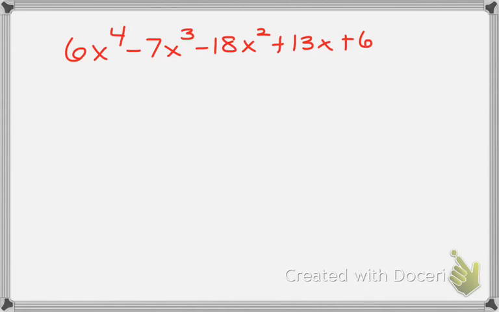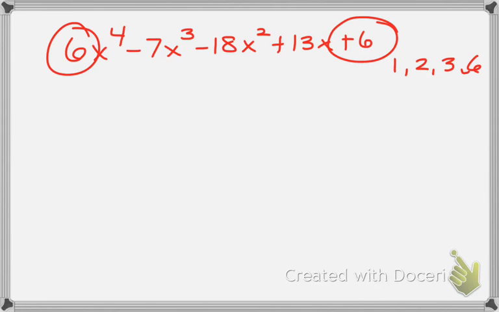So what are your possible zeros that you could have? What are all your factors of 6? 1, 2, 3, 6. What are all your factors of 6 here? 1, 2, 3, 6. It's the same, right? So then we make all possible combinations of constant over the leading coefficients.